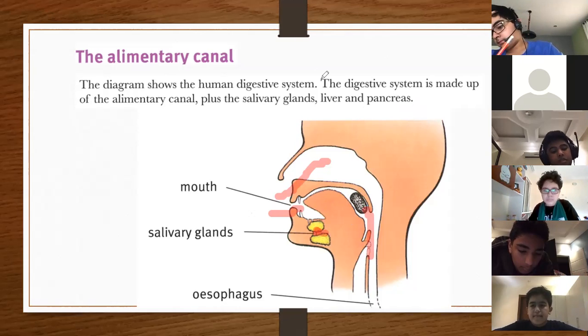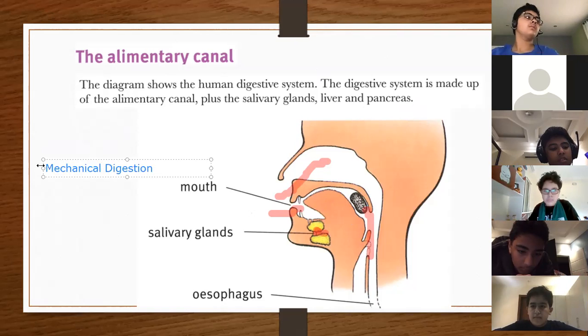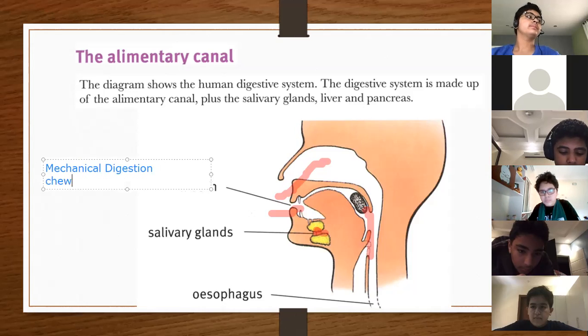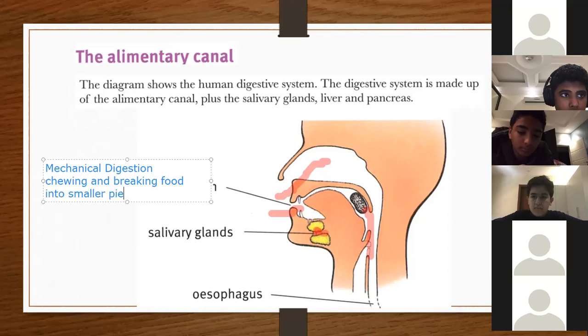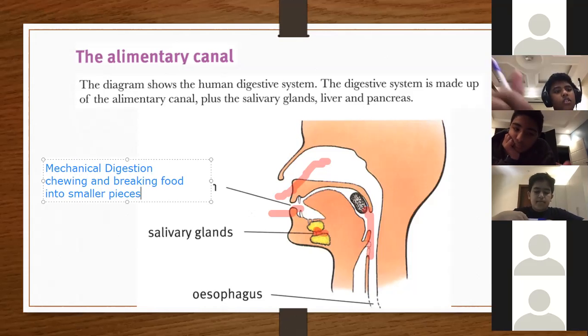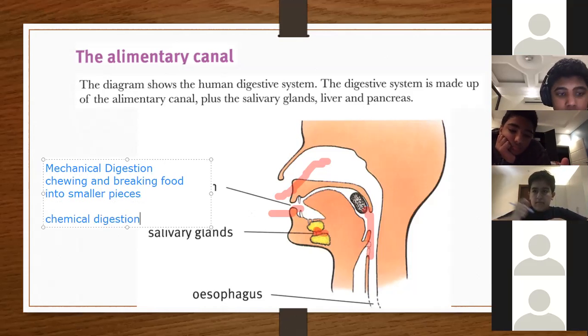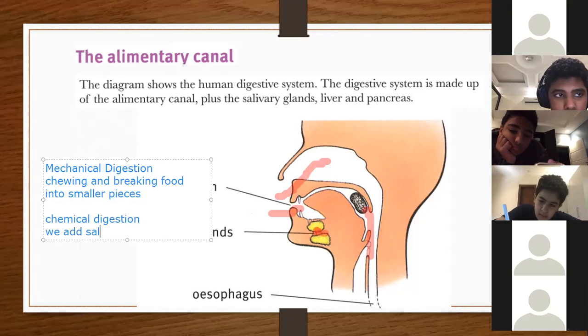The mechanical digestion is when we start chewing it. So we have the first one as mechanical digestion. And Sami, you can write this down because this is not in the presentation. The mechanical digestion is chewing and breaking the food into smaller pieces. So number one, we chew and we try to make them into smaller pieces. The second thing is chemical digestion. We add saliva.